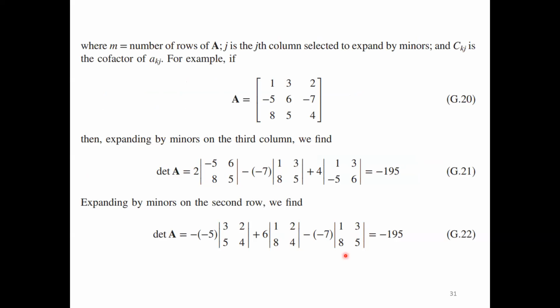And for the determinant, the formula is like this. Say for the determinant of the first one, if you consider this third column, first of all, two times -5, 6, 8, 5, and for the -7, -7 times 1, 3, 8, 5, plus 4 times 1, 3, -5, 6. Like this, you will find the determinant.